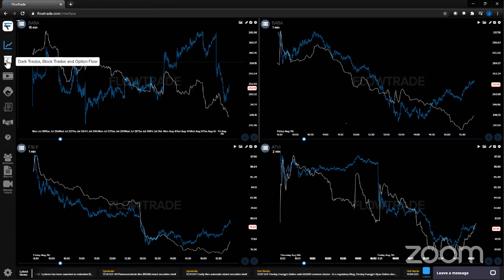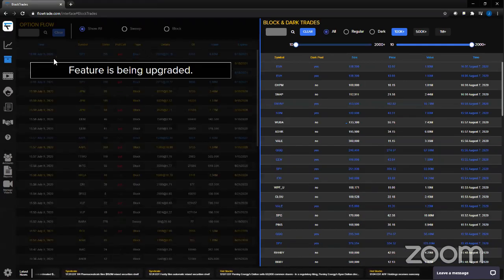So this is the block trade section, and there is one thing I want to hit on. Our option flow is being upgraded. We're adding some new stuff to it, as well as some updates that CBOE is requiring, so we are trying to make sure that we are in line with everything that's going on. We don't have a definitive day of when that's going to be up, but it should be back up soon.